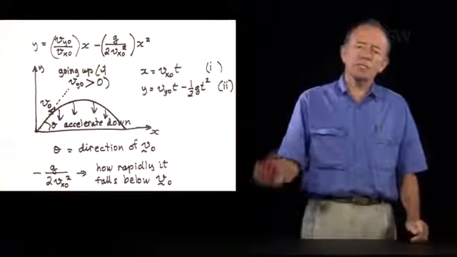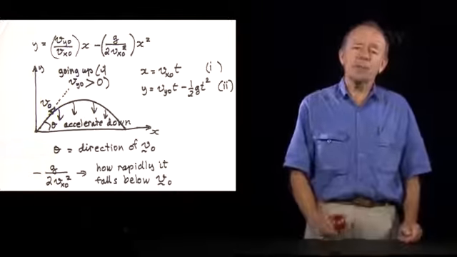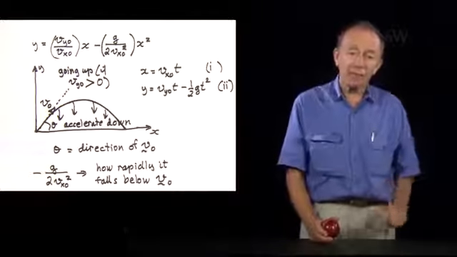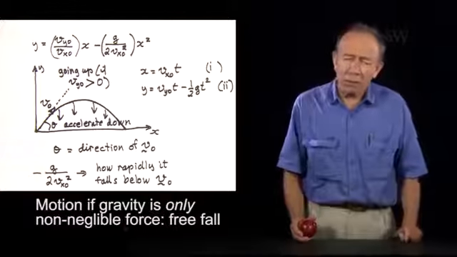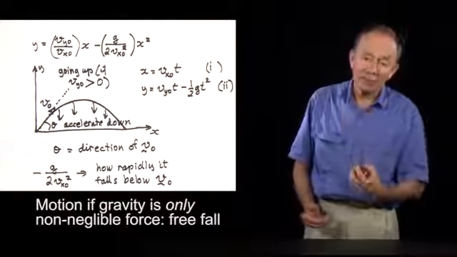This curve in space, y as a parabolic function of x, is the trajectory for projectiles near the Earth's surface if air resistance is negligible. When gravity is the only non-negligible force acting, we say an object is in free fall.